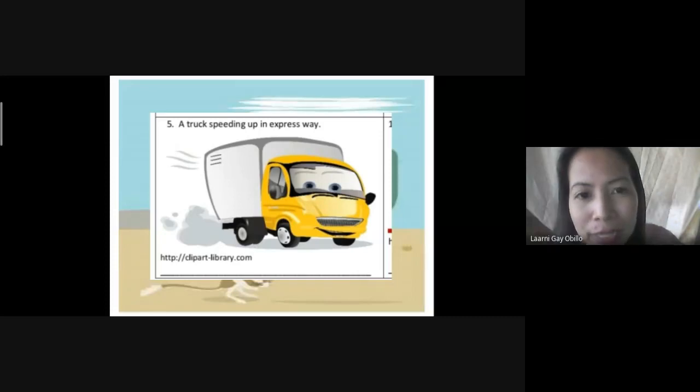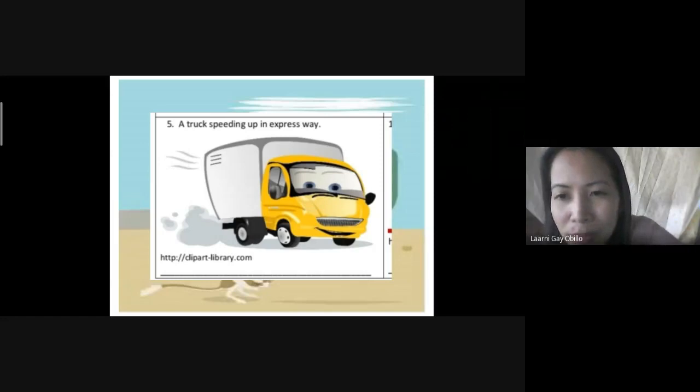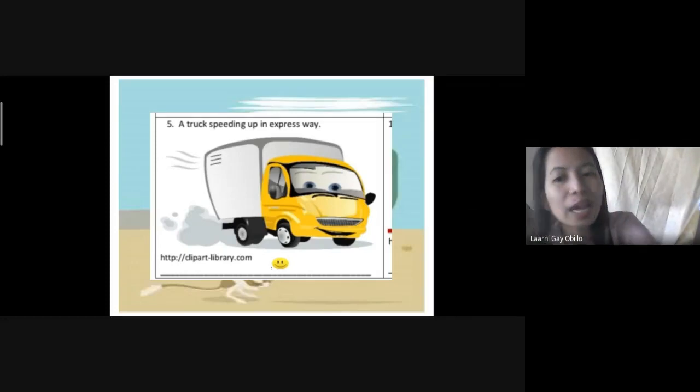Okay, next. A truck speeding up in the expressway. Happy face or sad face? Let me see your answer. Sad face ang sagot ni Miguel. Sad face ang sagot ni John Mark. Okay, a truck speeding up in expressway. Unti-unting bumibilis. So that is happy face. Kasi nga bumibilis siya. So therefore, meron siyang acceleration.